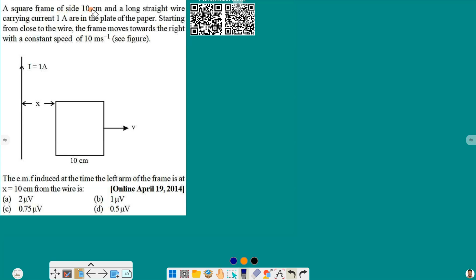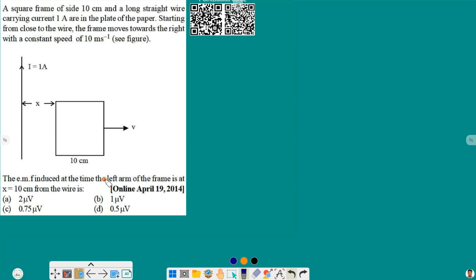A square frame of side 10 centimeter and a long straight wire carrying current 1 ampere are in the plane of the paper. Starting from close to the wire, the frame moves right with constant speed of 10 meter per second. The EMF induced at the time the left arm of the frame at x equals 10 centimeter from the wire is.